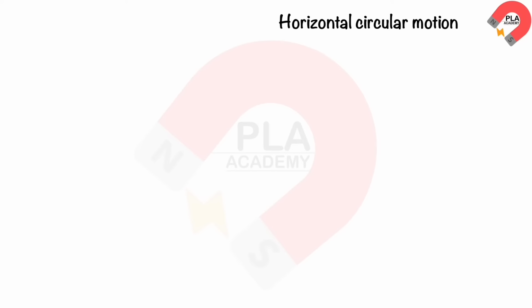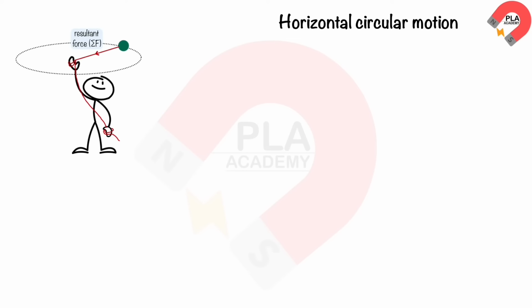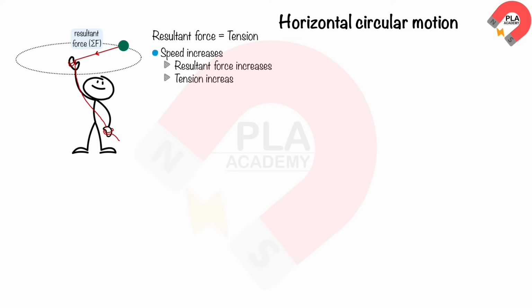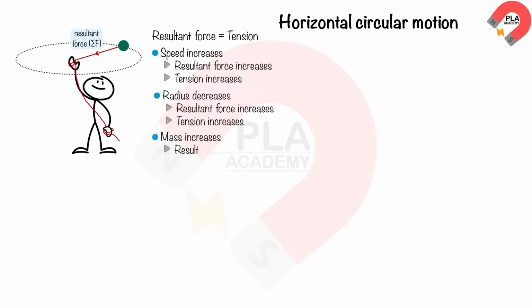Horizontal circular motion. Horizontal circular motion of a ball that is attached to a string. The resultant force, or centripetal force, is provided by the tension in the string. If the speed increases, the resultant force and tension increase, with mass and radius remaining constant. If the radius decreases, the resultant force and tension increase, with mass and speed remaining constant. If the mass increases, the resultant force and tension increase, with speed and radius remaining constant.